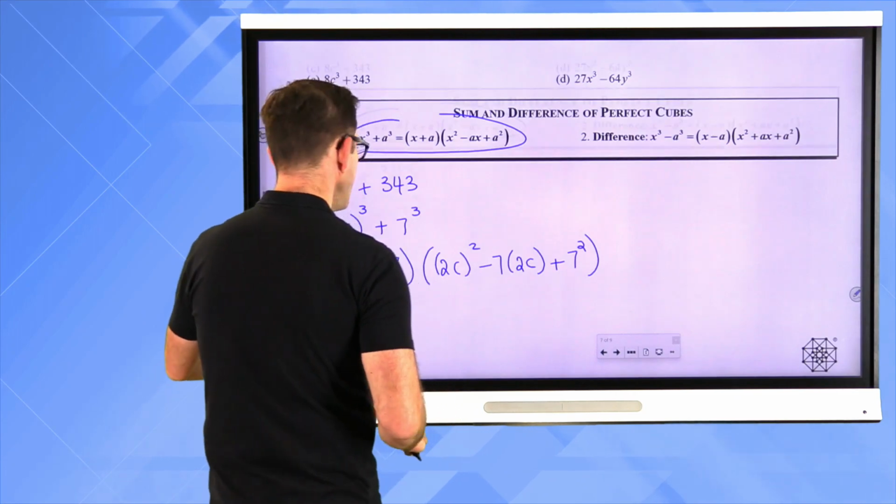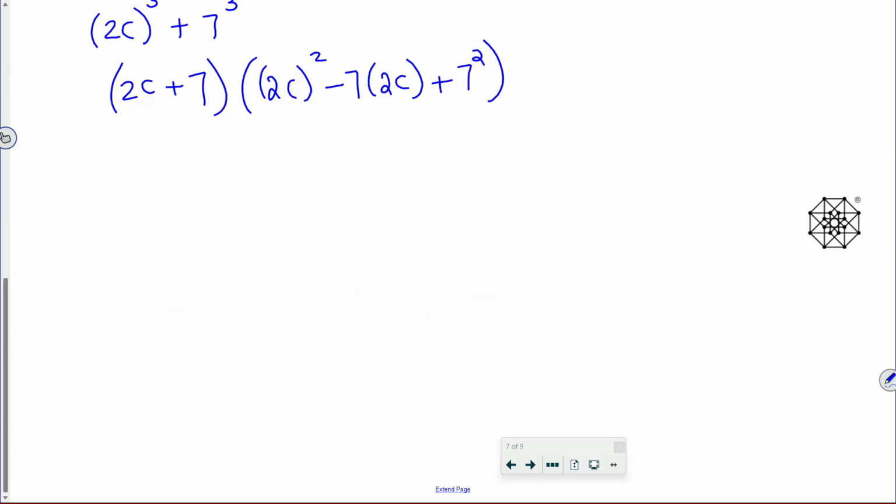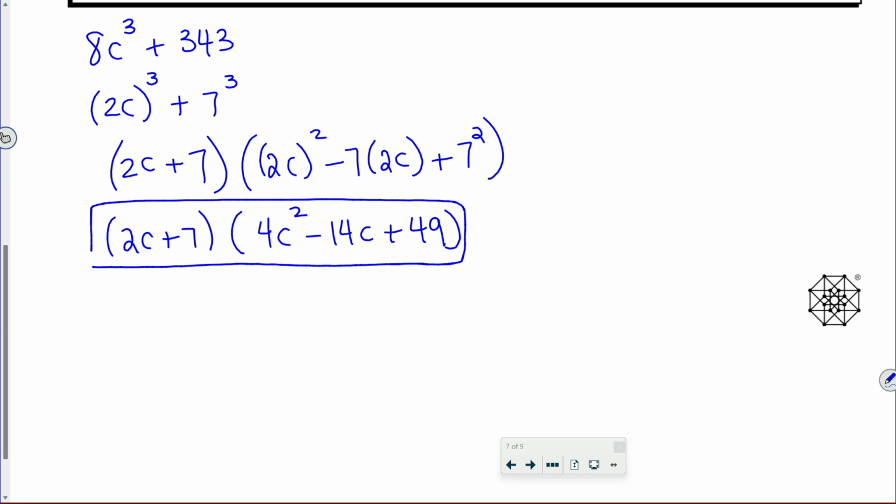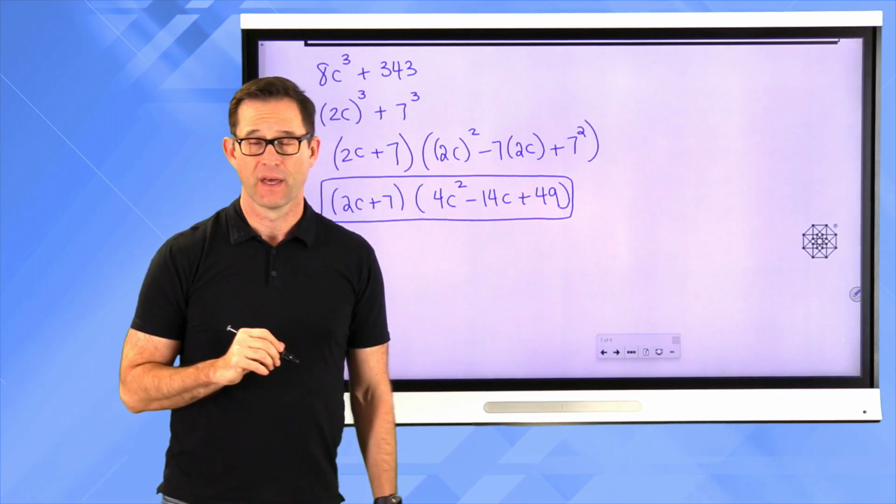Now there's nothing I can really do with the 2c plus 7. That I'm just going to leave as 2c plus 7. And then this is going to become 4c squared minus 14c plus 49. All right, and that's it.